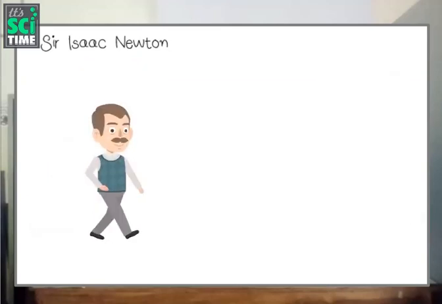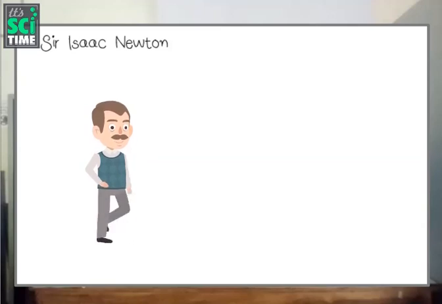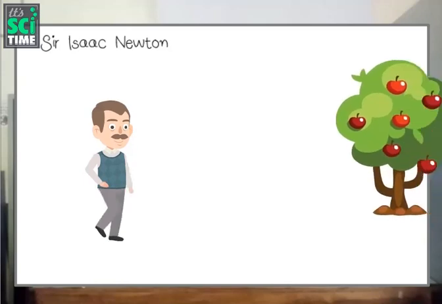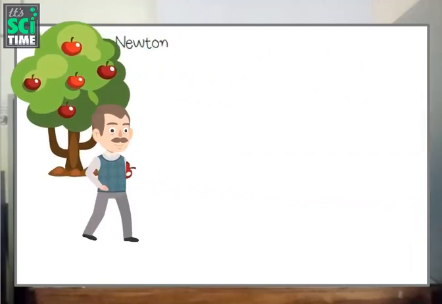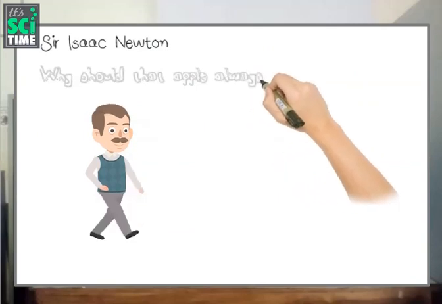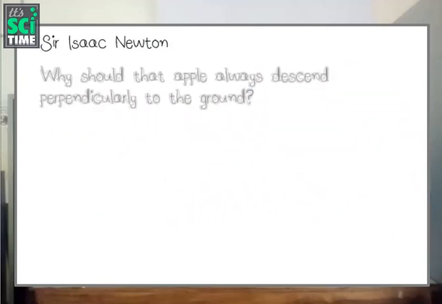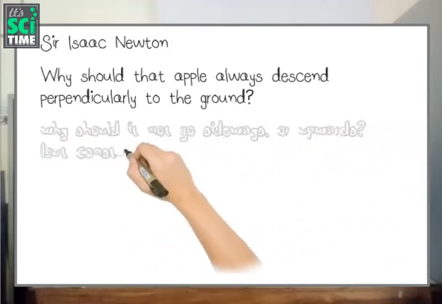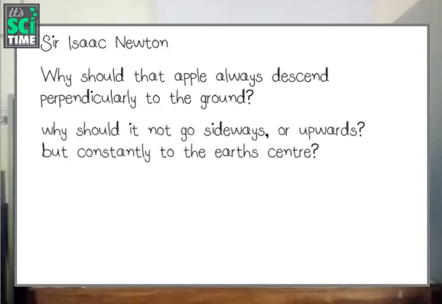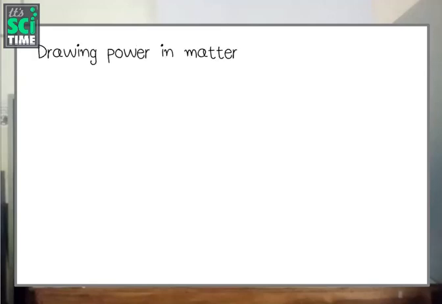Sir Isaac Newton, walking in his gardens, had the first thought of his system of gravitation upon seeing an apple falling from a tree. He questioned, why should that apple always descend perpendicular to the ground? Why should it not go sideways or upwards, but constantly to the earth's center? Assuredly, the reason is that the earth draws it. There must be a drawing power in matter.